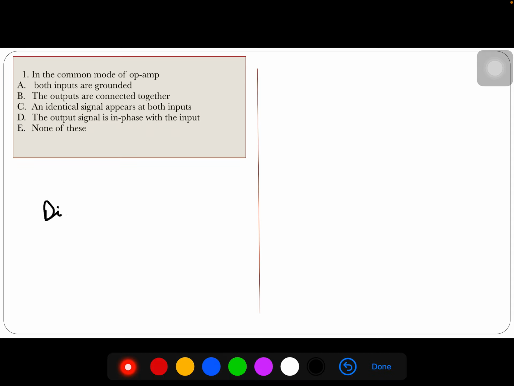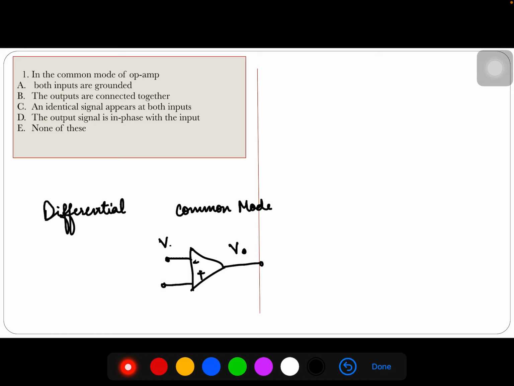First of all, we should recall the concept that there are two modes of operation in op-amp. One is differential mode and one is common mode. Here the question is about common mode. As the name implies, common means that at both the inputs of the op-amp, an identical signal will be applied. This is the output terminal and these two are the input terminals, one inverting, one non-inverting.